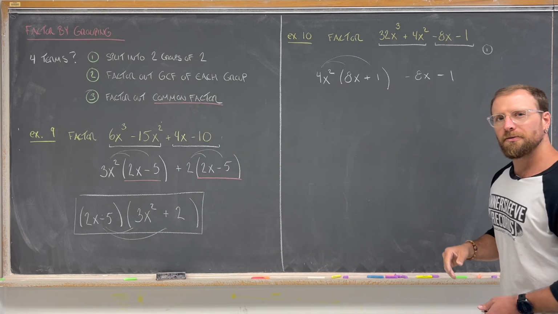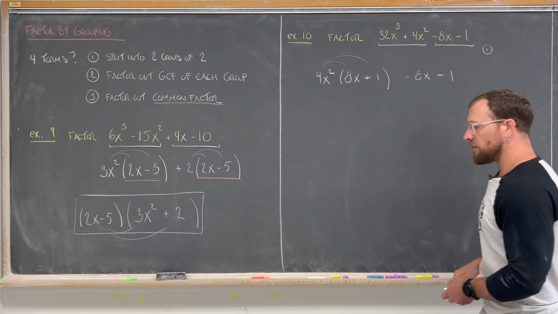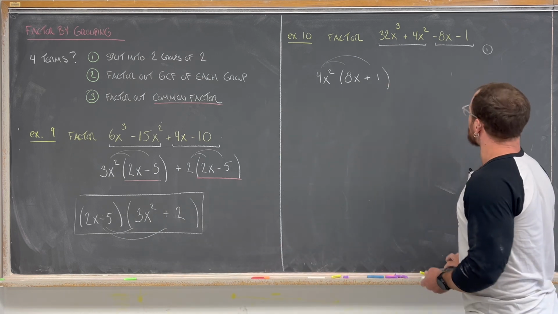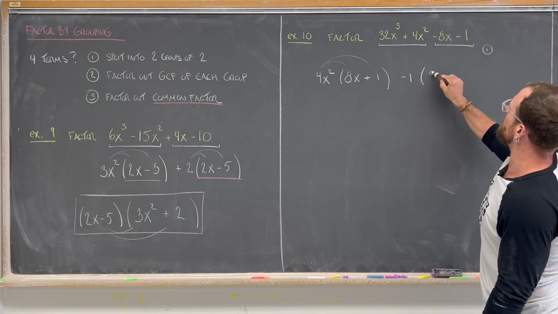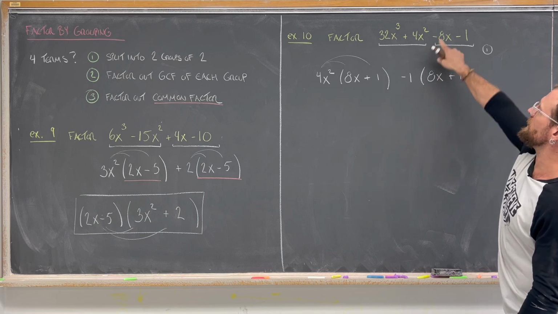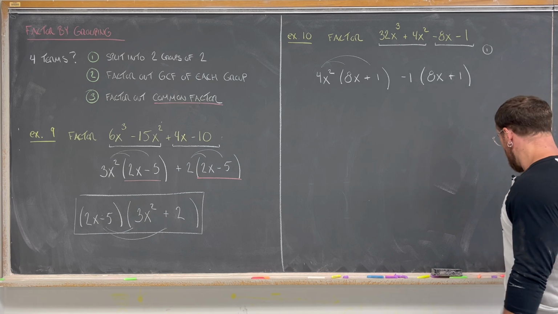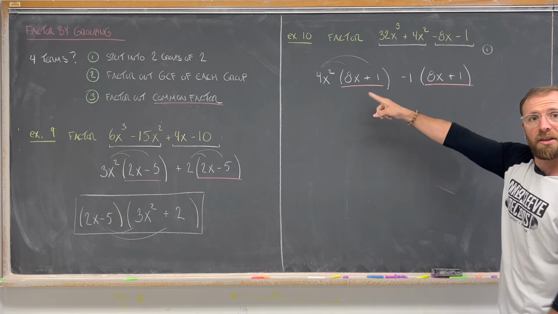But if you scratch your head for a little bit, you might notice that they're both negative. So you could pull out a negative 1. Okay? You could say, all right, well, I'll pull out minus 1. And then I'm left with just positive 8x, positive 1. Negative 1 times 8x is negative 8x. Negative 1 times 1 is negative 1. This works. And suddenly, there actually is a common factor of 8x plus 1, both here and here.